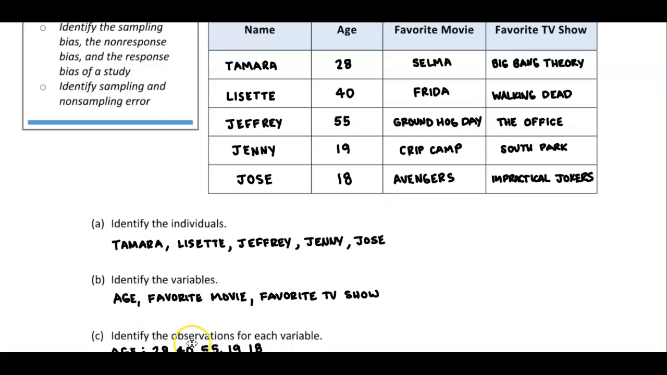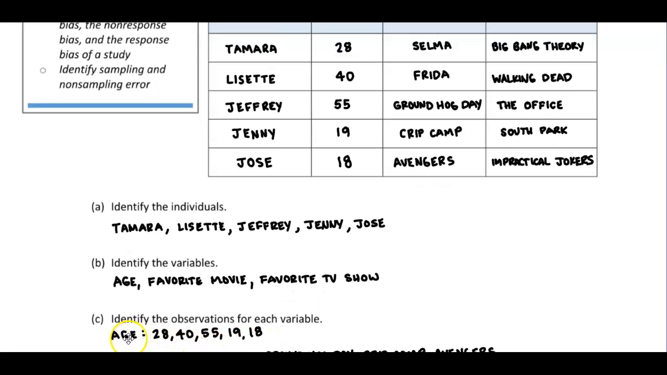Part C, identify the observations for each variable. For the first variable, age, we have the numbers associated with each particular individual: 28, 40, 55, 19, and 18.